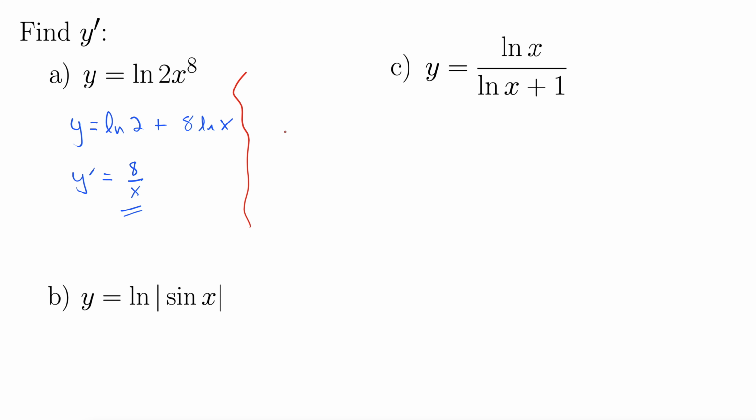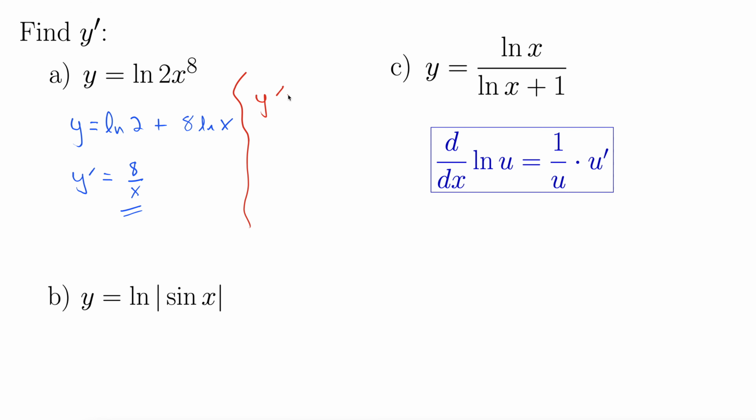Alternatively, we could use the chain rule on this just to show 2 different ways. So recall that the derivative of natural log of u is 1 over u times u prime. So using the chain rule, we get y prime equals 1 over 2x to the 8. This is the derivative now, times the derivative of the inside, which is 16x to the 7th. We can simplify that down, and indeed we get 8 over x, same thing we got before. So 2 completely different approaches, and thankfully they yield the same result, so math is not broken.